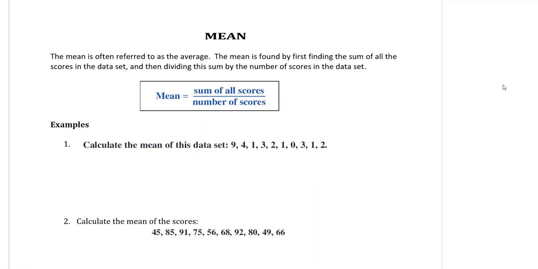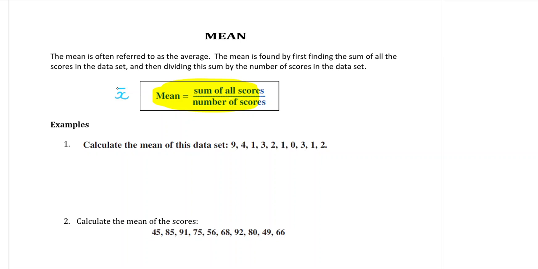The mean is found by first adding up all of the scores and dividing by the number of scores, which is why you have this formula here. Mean equals sum of all scores over the number of scores. Sometimes you will see a symbol for mean, which is an X with a little line above it. So instead of writing the word, you can use that if you prefer.